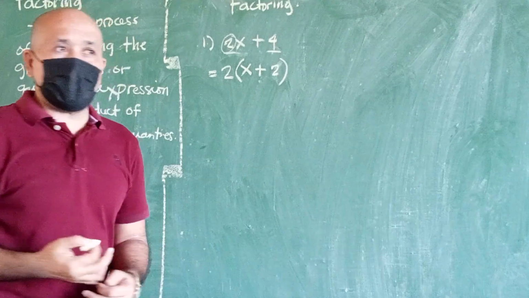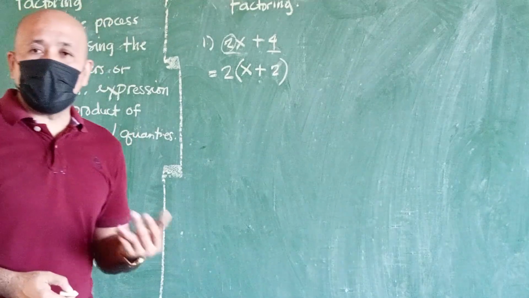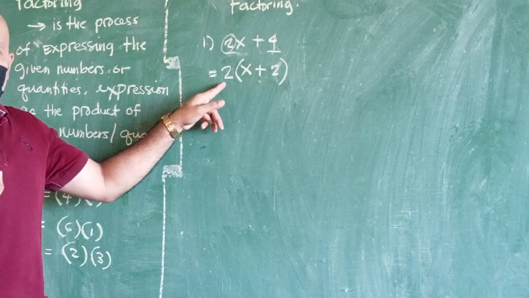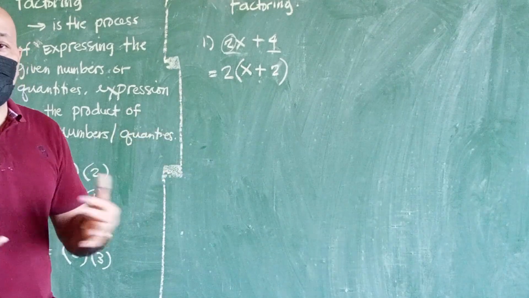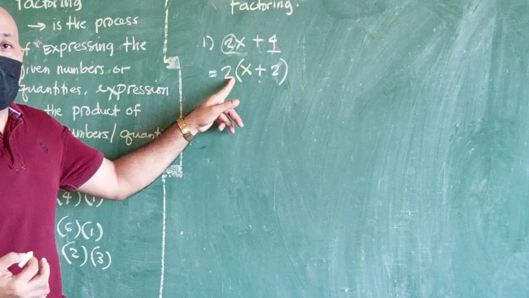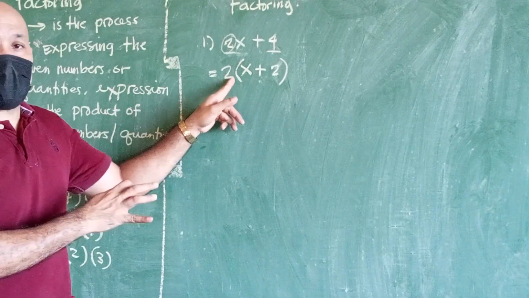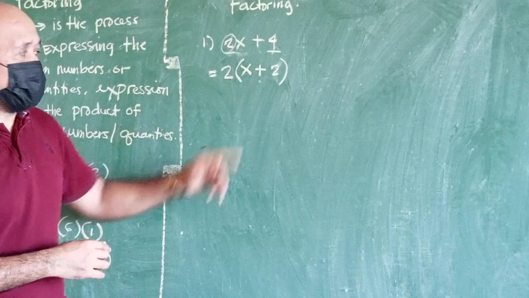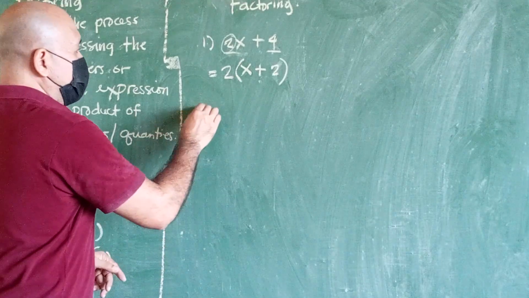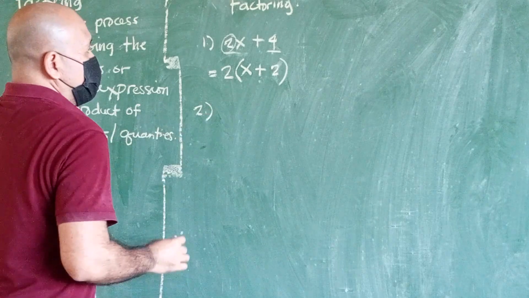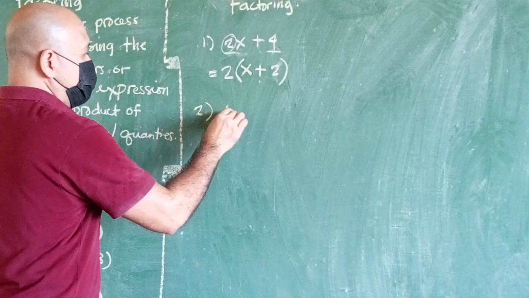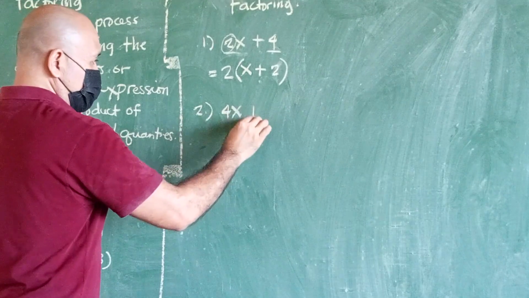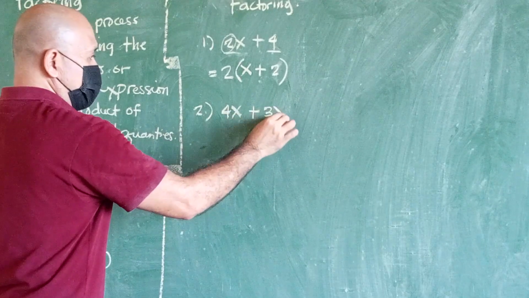Because sometimes in algebraic expressions, especially when you add or subtract algebraic expressions, you need to express your final answer as factors of the answer, because that is the simplified form. Okay, another one. You may have this: 4x plus 3x.